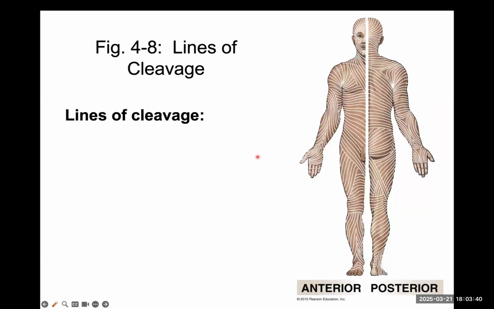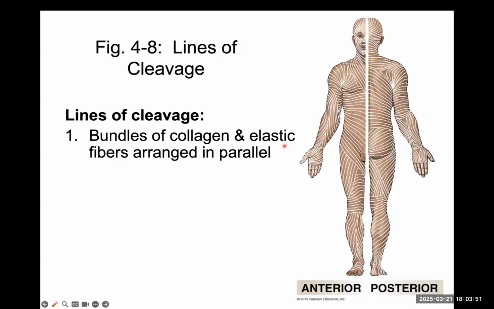So how is it, so what happens now? You have the tissues or the skin. How is it bundled? So there are fibers that are made up of collagen. So bundles of collagen and elastic fibers arranged in parallel. These are called lines of cleavage. It's like you're looking at electrical wires and the covering around the electrical wires. That's what keeps it nice and organized. So the bundle of collagen is what creates these lines that you see over here on this picture.